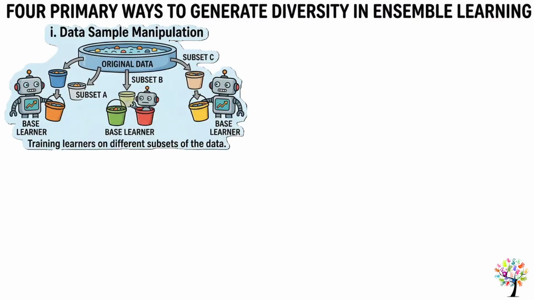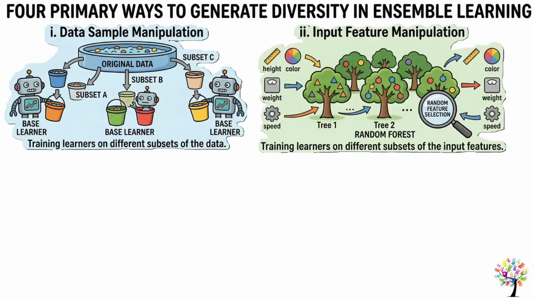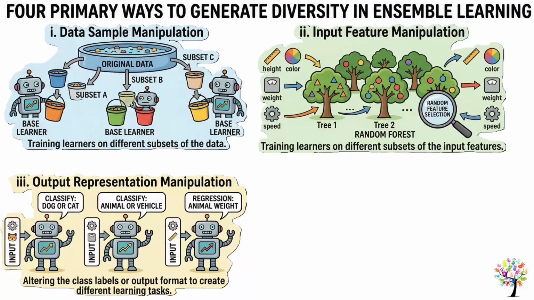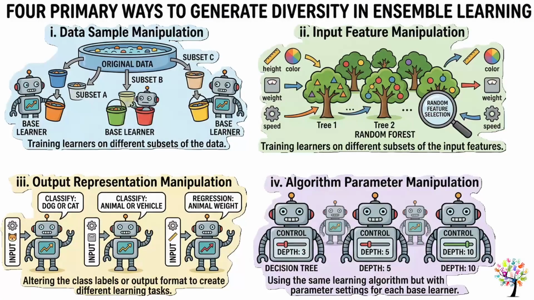You get data sample manipulation, training learners on different subsets of data. And then you get input feature manipulation, training learners on different subsets of the input features. The random forest random feature selection is a key example of this. Then you get output representation manipulation, altering the class labels or output format to create different learning tasks for the base learners. And then you get algorithm parameter manipulation, using the same learning algorithm but with different parameter settings for each base learner to encourage different models.